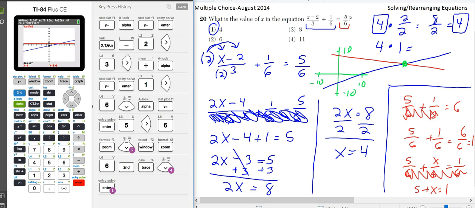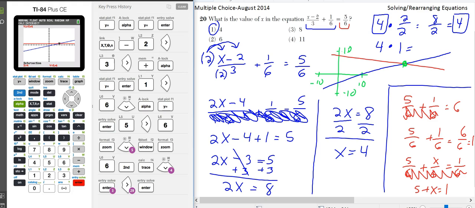Guess. The calculator wants us to guess where we think the intersection is. So let's scroll over there. Somewhere right over there. You don't have to be exact when you're guessing. The calculator will figure it out. Press enter. The calculator is going to calculate where the intersect is. They tell us that the x-coordinate of the intersection is 4, which is what we found when we solved it algebraically also. The answer is choice 1. That's how you would do it graphically.